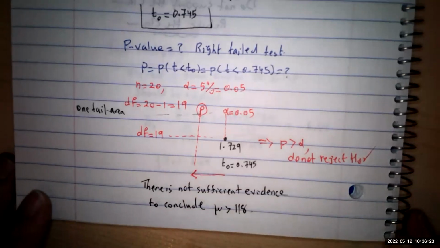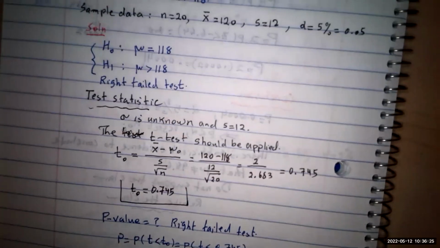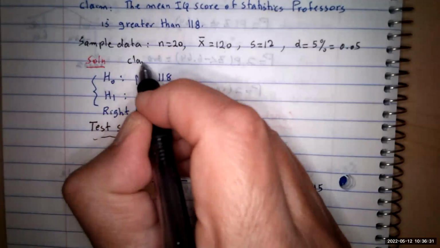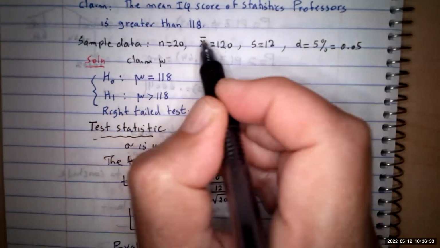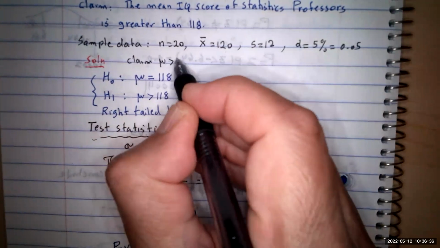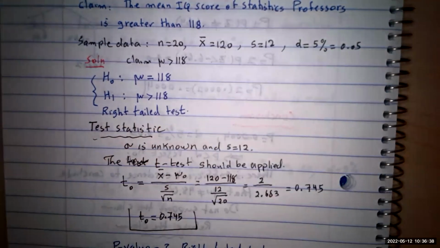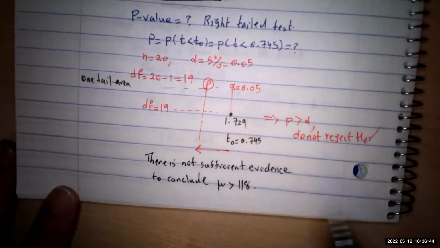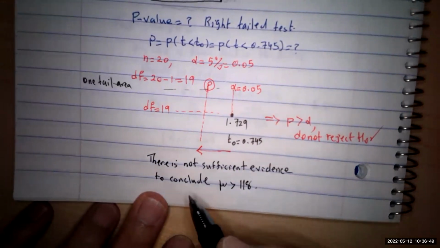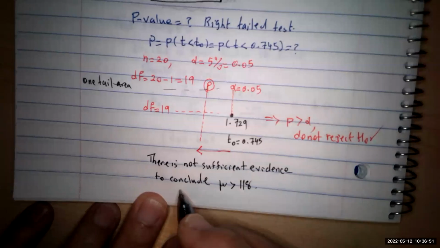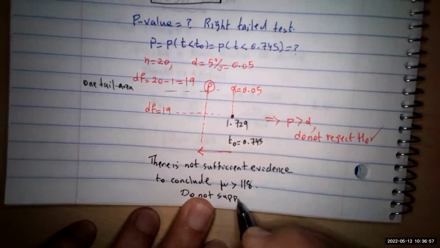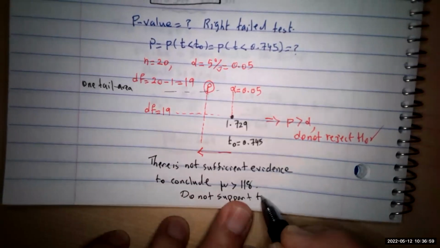And that is exactly the claim, you see. The claim was, I should have written the claim here as well. You see, the claim was that the mean IQ of those professors is greater than 118. So as you can see, we cannot support it because we couldn't find the sufficient evidence. Okay, so we can say that we refute the claim or do not support the claim.